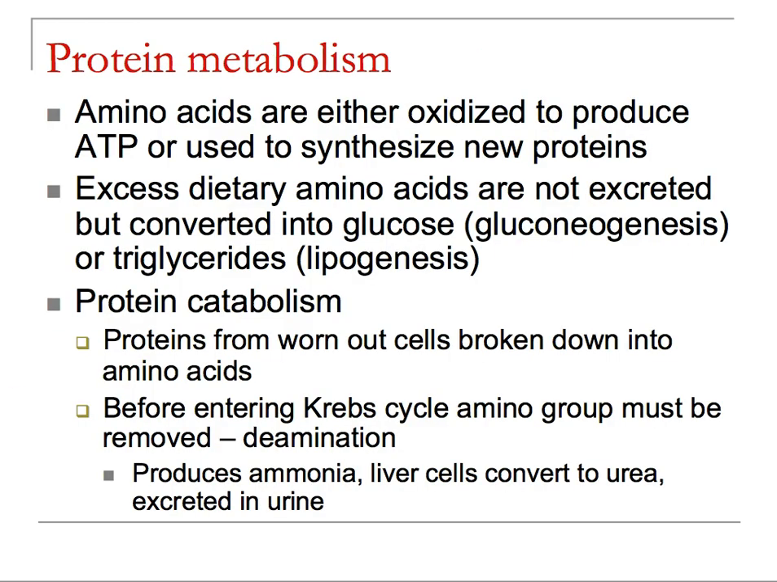So where do those amino acids come from? Well, amino acids are either oxidized to produce ATP or synthesized to make new proteins. Remember, we need amino acids and dehydration synthesis to make all the proteins for our cells to function. Excess dietary amino acids are not excreted but converted into glucose. And that's why we call it gluconeogenesis or triglycerides, lipogenesis.